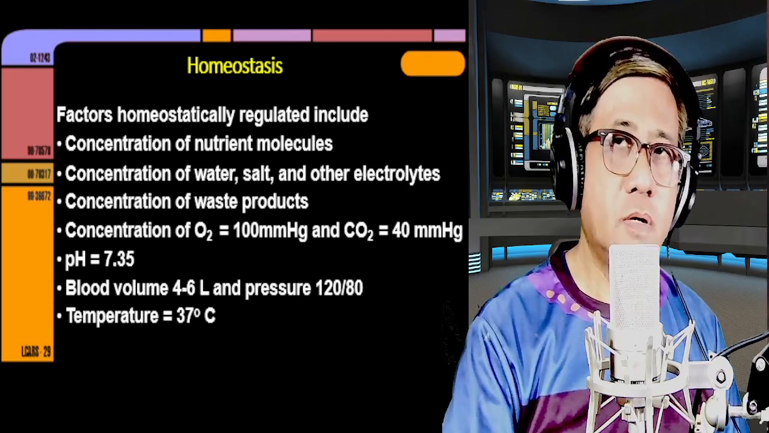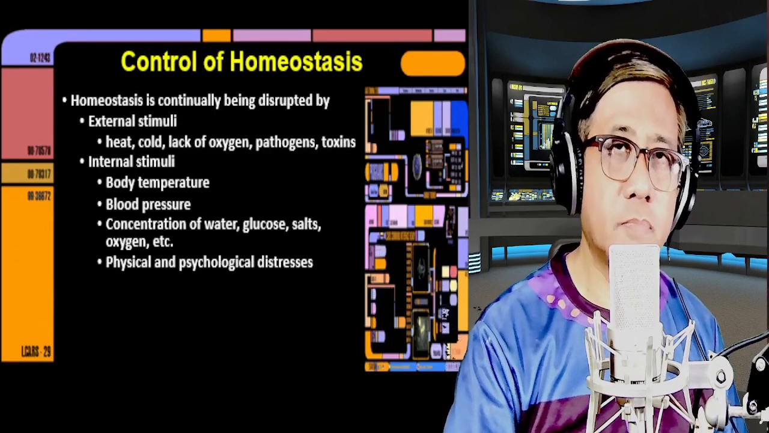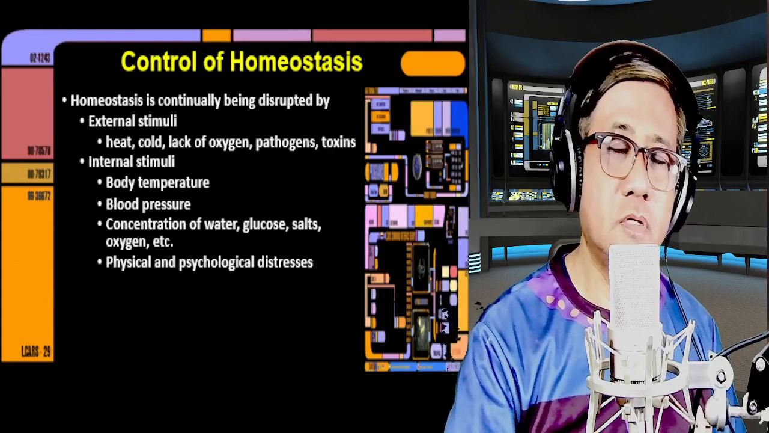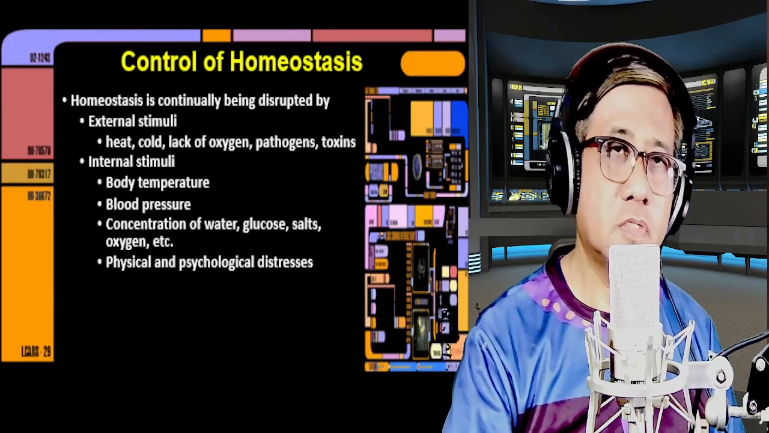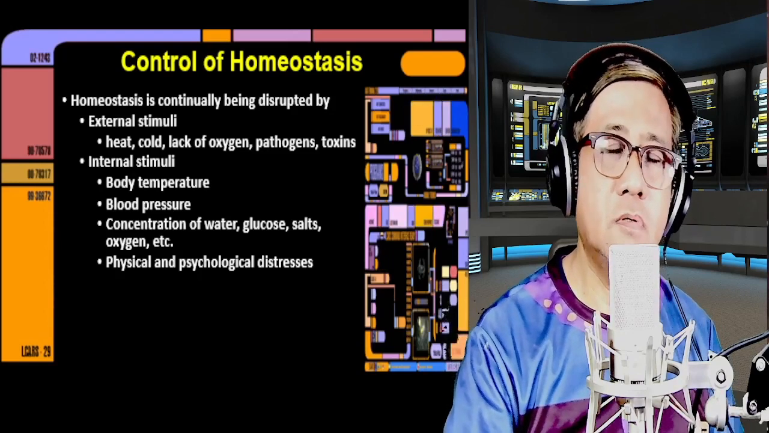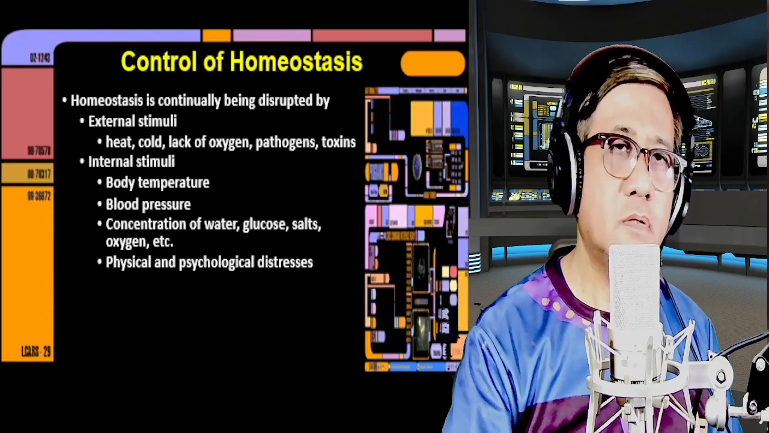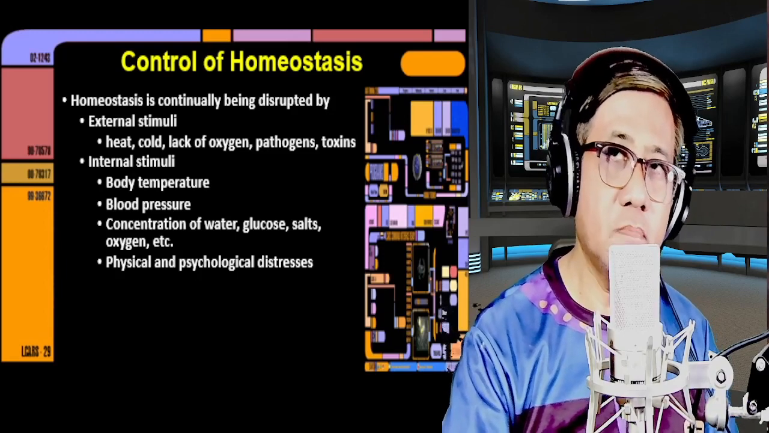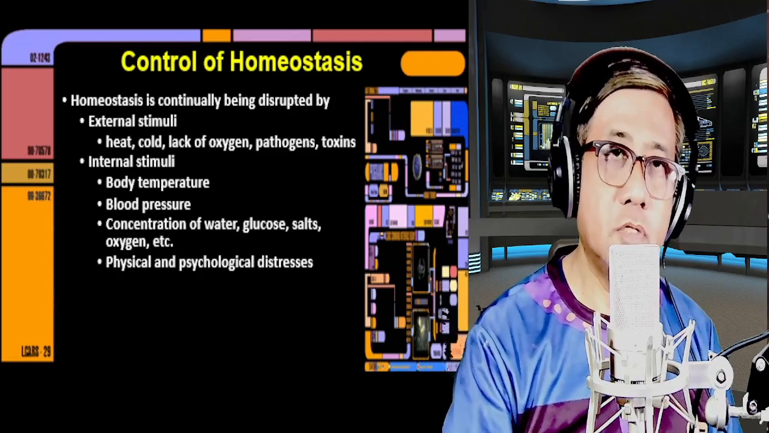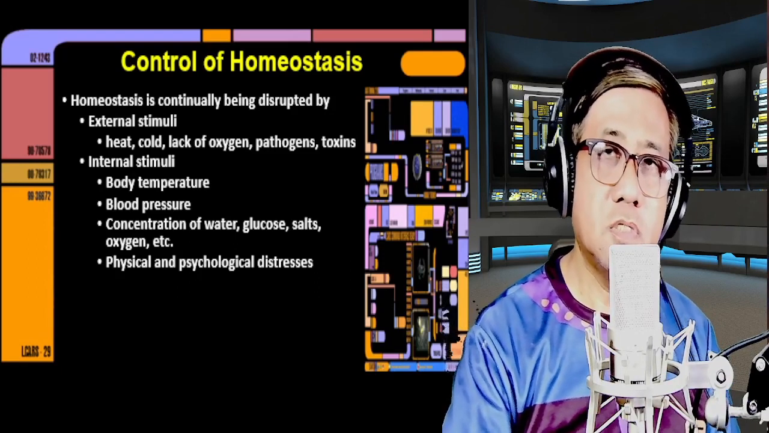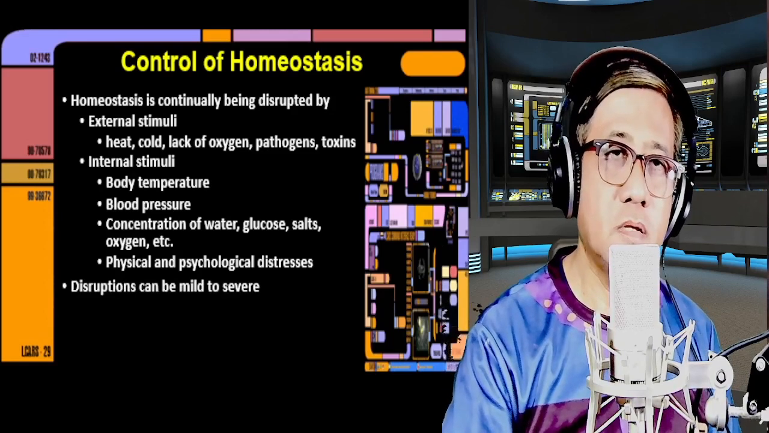So class, to continue about the control of homeostasis. Now, homeostasis is continually being disrupted by either external or internal conditions in the body of an organism. So external stimuli that can disrupt homeostasis may include changes in temperature like heat or cold, or lack of oxygen, the presence of pathogenic agents, and toxic substances. Now, what about internal stimuli that may disrupt homeostatic balance? So we have changes in body temperature, changes in blood pressure, changes in the concentration of water, glucose, salts, and oxygen, and even physical and psychological distresses may disrupt our homeostatic balance.